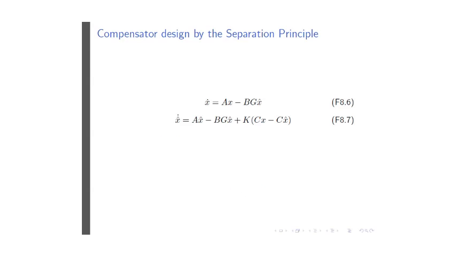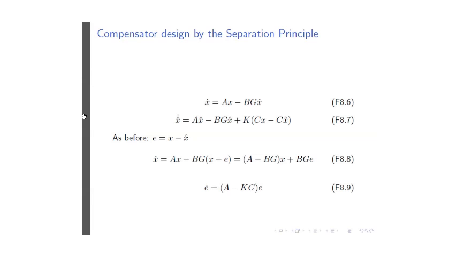Now, these two equations are just repeated here. If I now, as before, as in chapter 7, define the error state as the difference between the plant state vector and the observer state vector, and I then substitute, I write x caret in terms of E and X. In other words, x caret is X minus E. And I substitute that into both these equations.